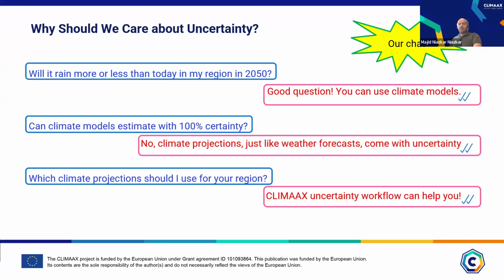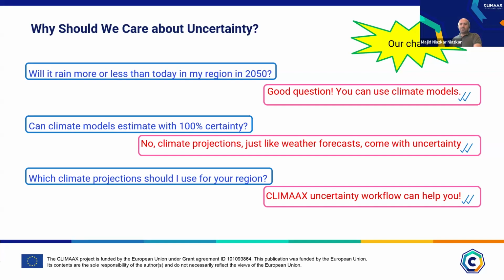I would like to start with the importance of uncertainty and why we should care. I prepared this slide as a hypothetical chat between a stakeholder and a researcher in CLIMAAX. Probably you are interested to know how much precipitation your region will get in the future, and the response is clear that we have climate models available that you can use. But you may wonder, are the results, the information that climate models are providing for you, 100% certain? The answer is indeed no.